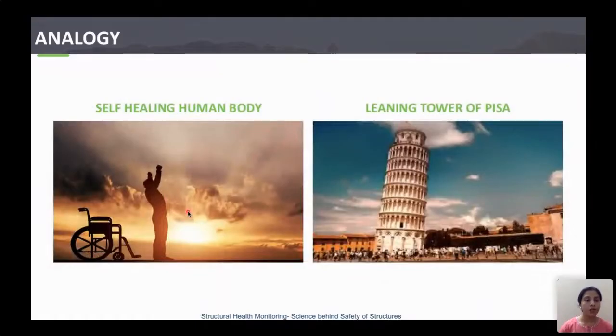We are fortunate that our human body is blessed with self-healing capabilities. However, unfortunately, not the structures. You cannot expect the Leaning Tower of Pisa to restore its position without human intervention, isn't it? So this again highlights the importance of SHM experts.